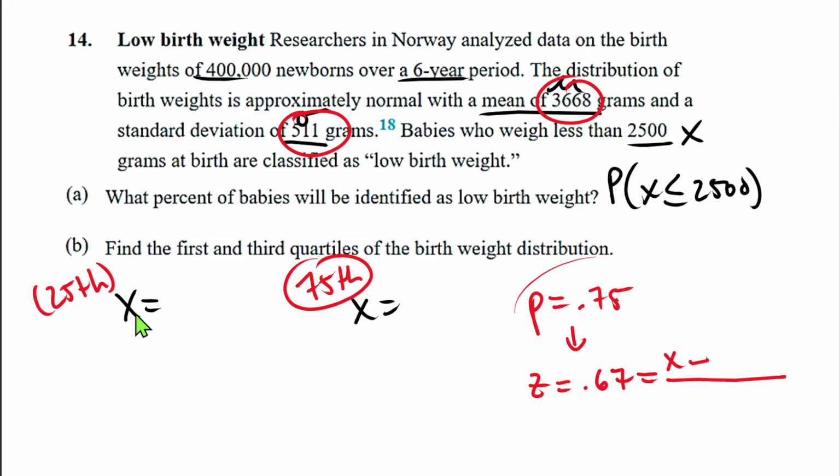Solve for x. And then do the same thing here. There'll be a lot of symmetry here because I do believe that this z-score should just be the negative, because of how z-scores are beautifully symmetric.